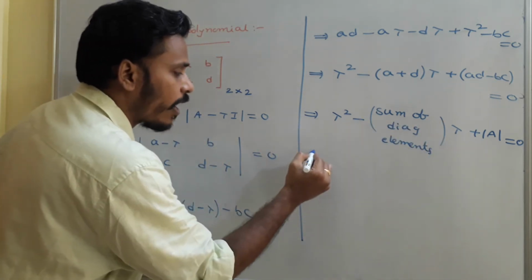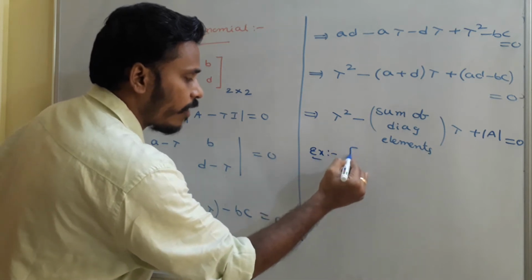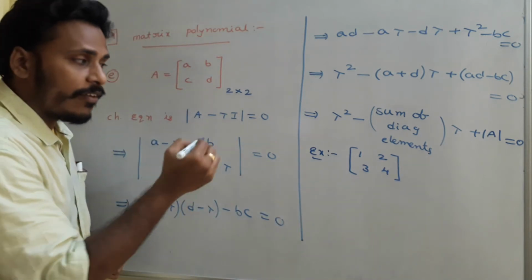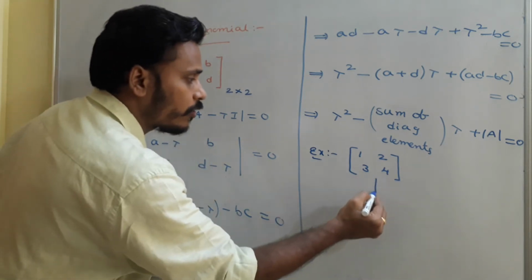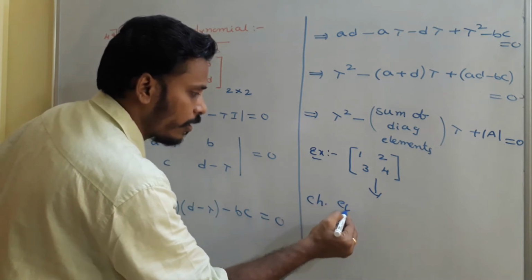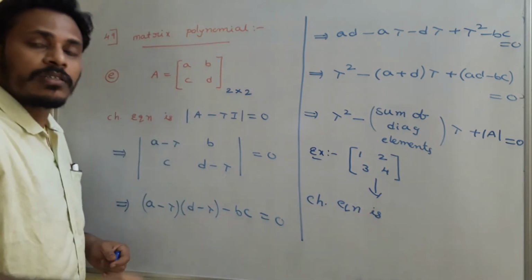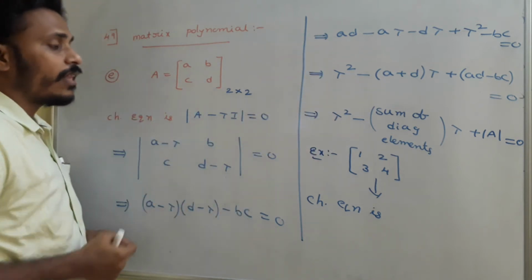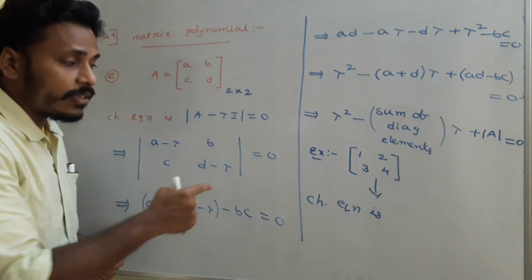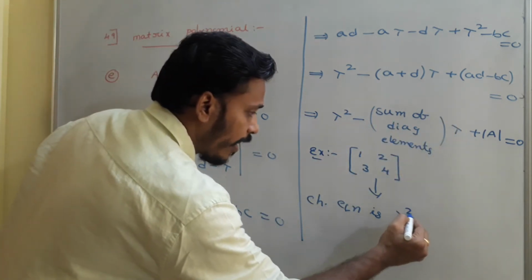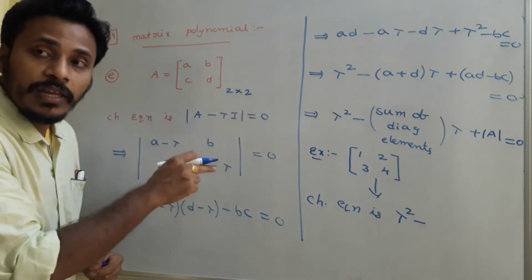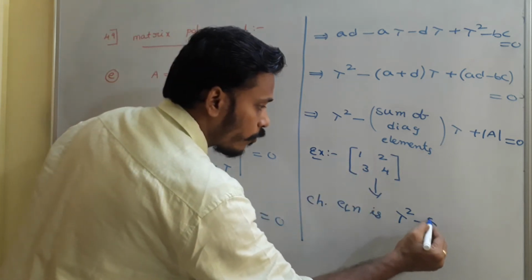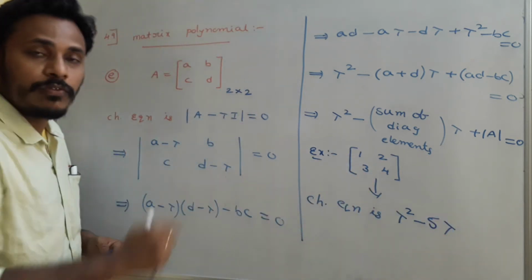Suppose, for an example, I have a matrix 1, 2, 3, 4. What would you say about its characteristic equation? To write it, we would need to follow the total procedure. But with the generalization we have now, its characteristic equation is directly lambda square minus the sum of the diagonal elements times lambda. The sum of the diagonal elements here is 1 plus 4, so 5 times lambda.